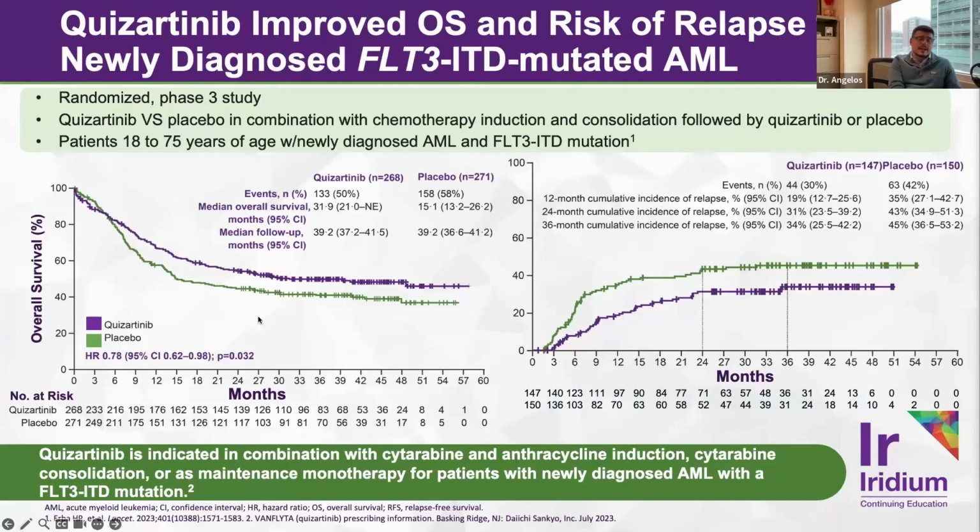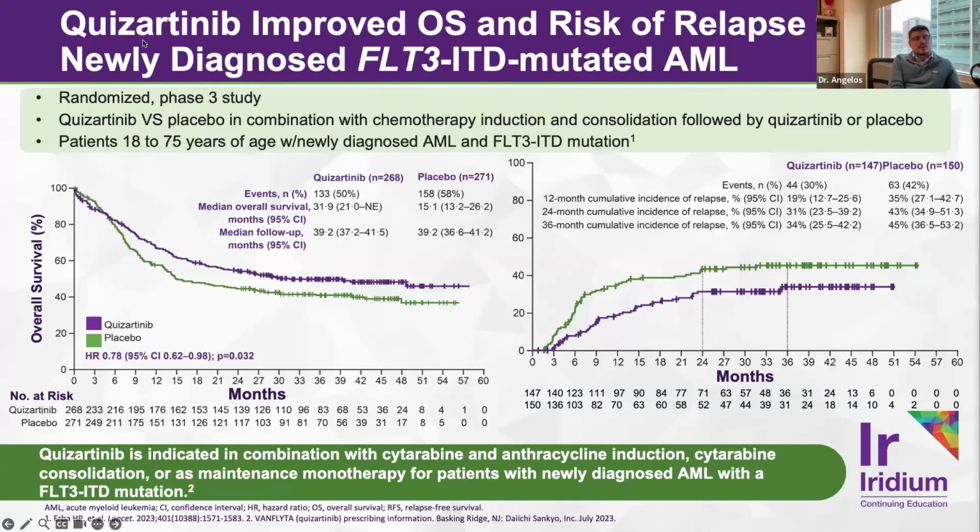So this slide is demonstrating data from the QuANTUM-First study. This was a randomized phase 3 trial that looked at the addition of quizartinib, which is in the purple, to the backbone of 7+3 as compared to 7+3 alone. And as you can see here, there was a statistically significant overall survival benefit for patients that received quizartinib compared to patients that did not get it when they had FLT3 positive disease.